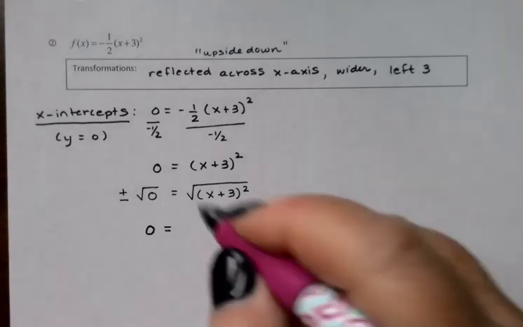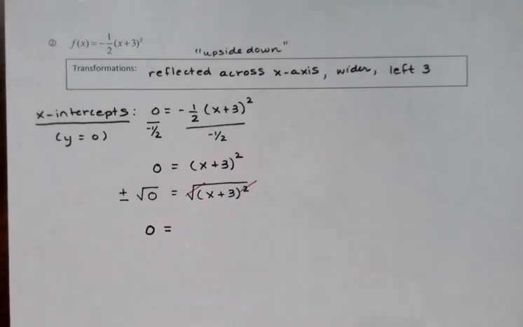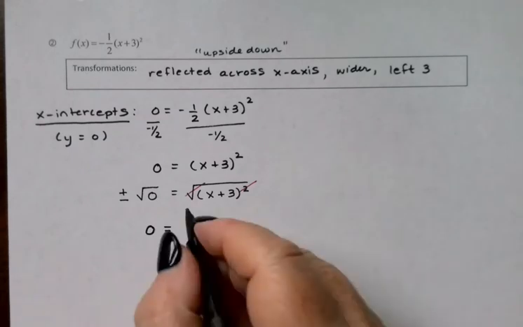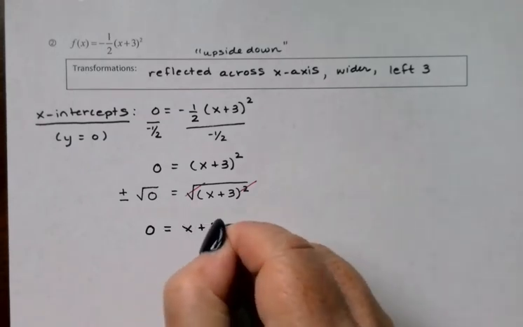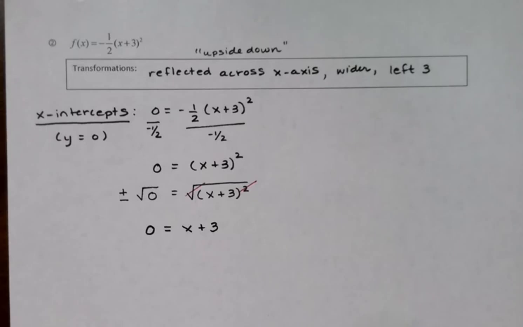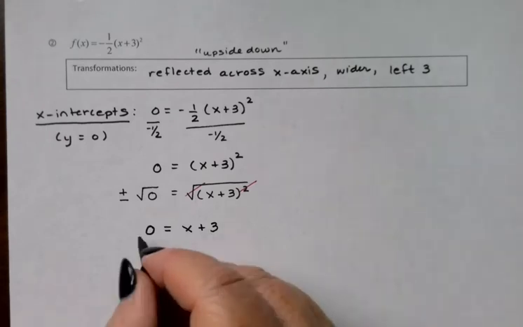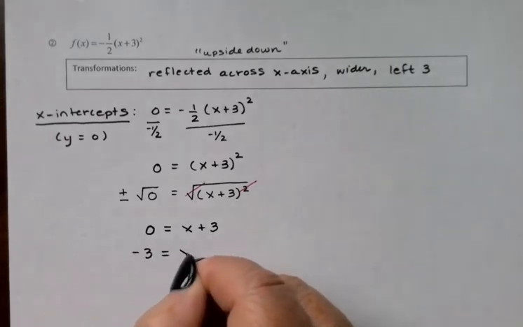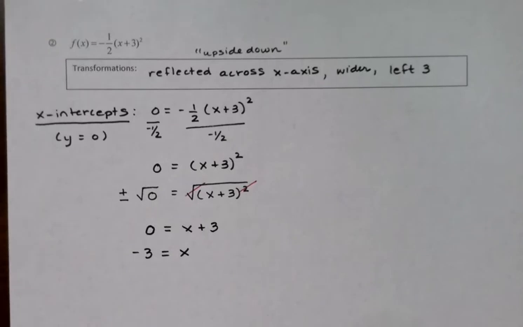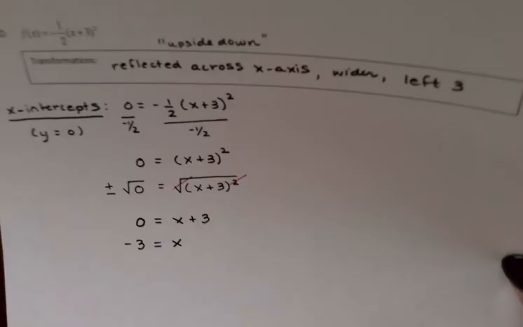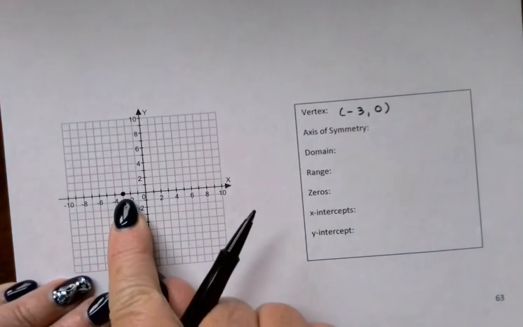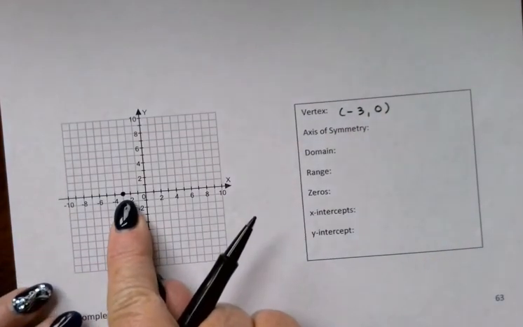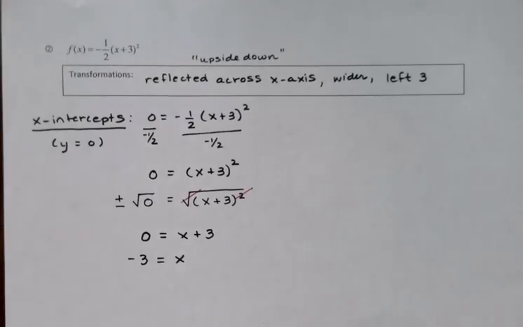On the right side, once again, the square root gets rid of the square. Those are inverses. And I have 0 equals x plus 3. Subtracting the 3 gives me x equals negative 3. Now I'm going to point out that's not exactly a surprise. The x-intercept is right at the vertex this time. So it's good to have it confirmed, but we probably already knew that was coming.